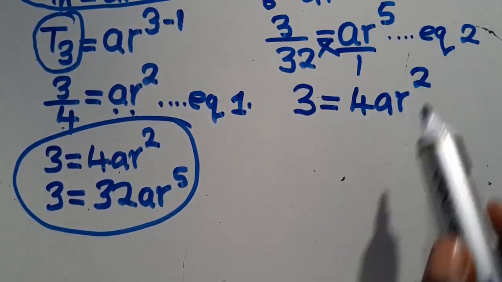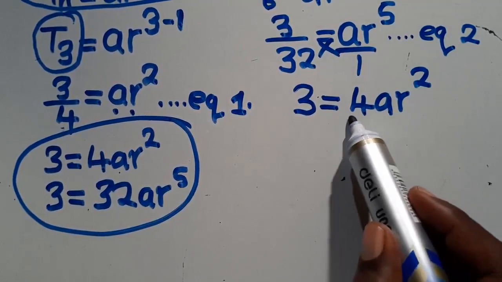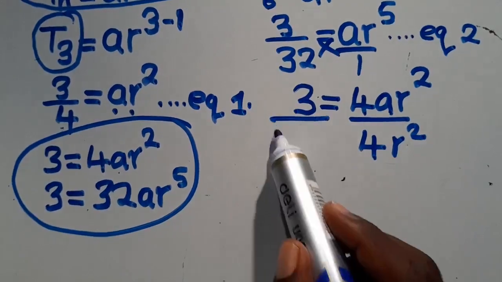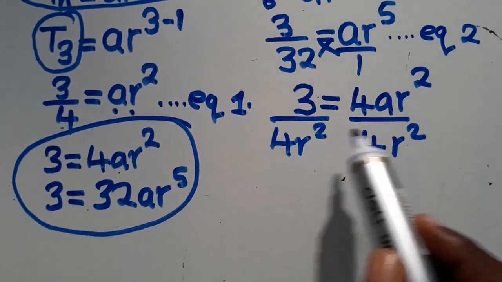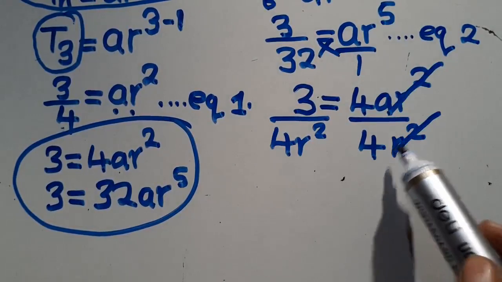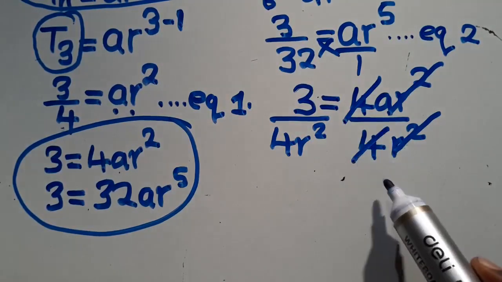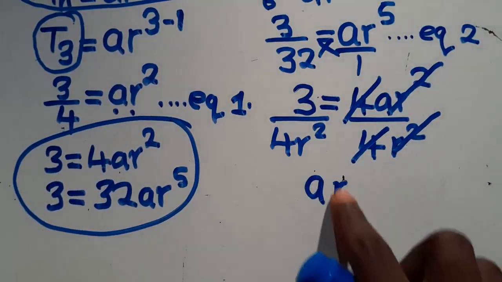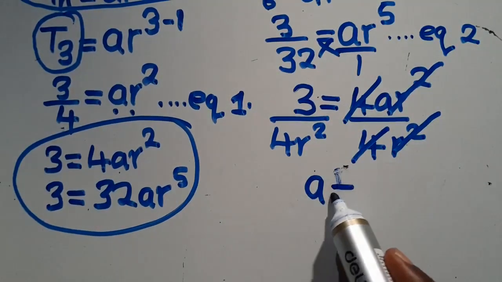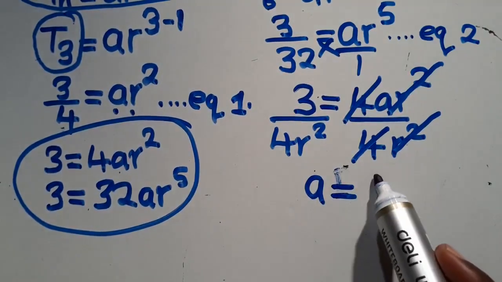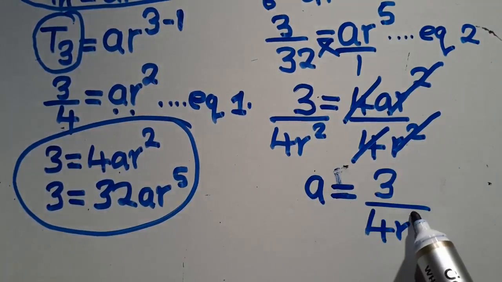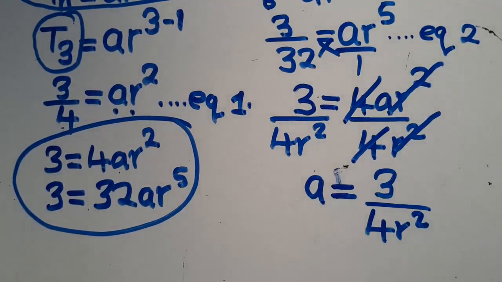Have you seen? So you want to make A the subject of the formula. You divide by this, which is 4r squared. So r squared and r squared cancelled, 4 and 4 cancelled. You remain with A. You say A is equal to, so A is equal to what? A is equal to 3 over 4r squared. This is the value of A. Have you seen? So this is how we get to solve.